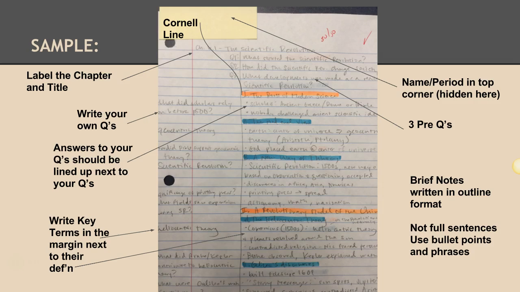On the Cornell line, there should be key terms and questions, and all the terms and questions are lined up next to their answers on the right. And if you've done it correctly, your note should be very short because you've not written in full sentences. You've used bullet points, phrases, and abbreviations.